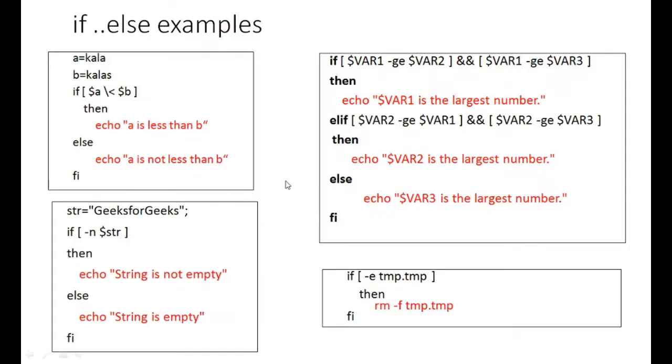These are all some of the examples of if else. I have a variable a which is assigned to Kala, b which is assigned to Kalas. If $a \< $b, then echo "a is less than b", or else "a is not less than b". So why should I give a slash operator here?